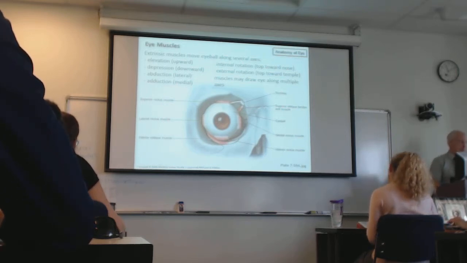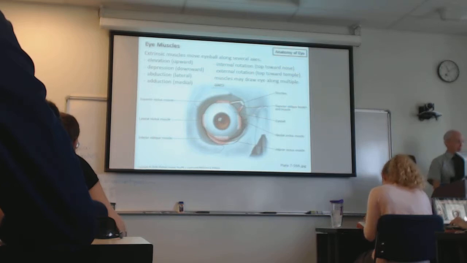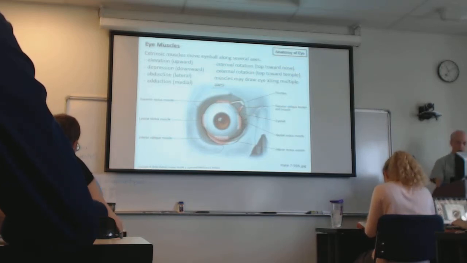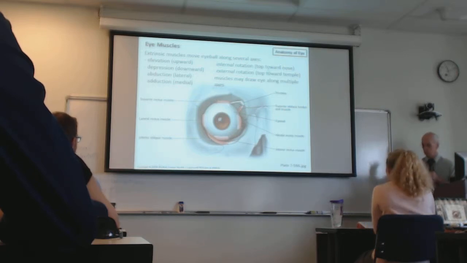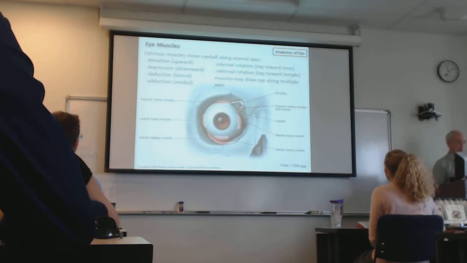And again, it involves tonic contraction of virtually all of these muscles with combinations of very, very complex relaxation. But in general, elevation is upward movement of the eye, depression is downward movement, abduction lateral, and adduction medial. When we talk about rotation of the eye, internal rotation is the top moving toward the nose, again, rotation, top toward the nose, external rotation, top toward the temple.